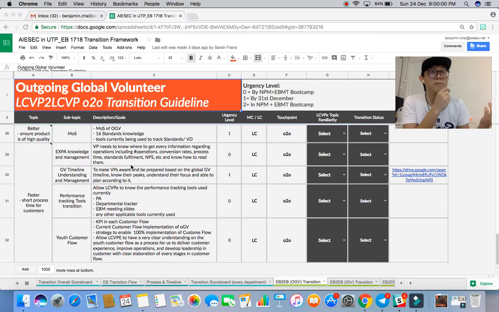Especially when they do not come from your department, they need to know what the procedures are, or what tools you are using in terms of tracking, in terms of coaching, in terms of any other operations. Okay, and basically the last part, which I think is the most important thing, is to understand the youth customer flow.